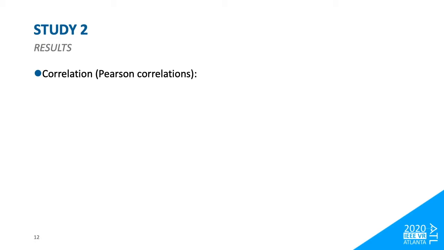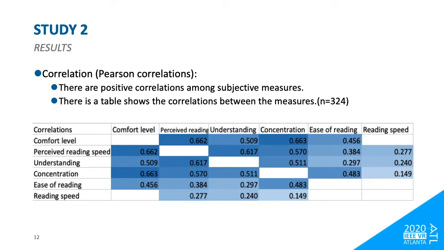And meanwhile, here is a table that shows the correlation between subjective and objective measures. We conducted Pearson correlations between these. You can see that the darker, the stronger the relationship. The comfort level has a positive correlation with other subjective feelings such as reading speed and others like concentration. However, it is interesting that the objective measures don't correlate well with the subjective measures.